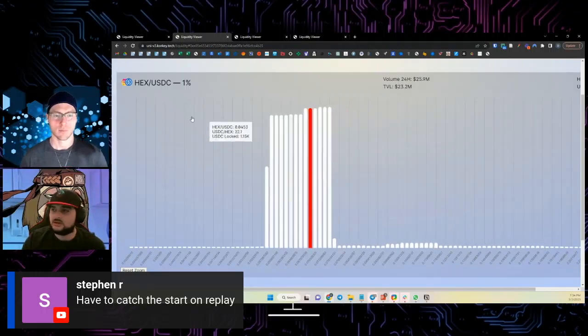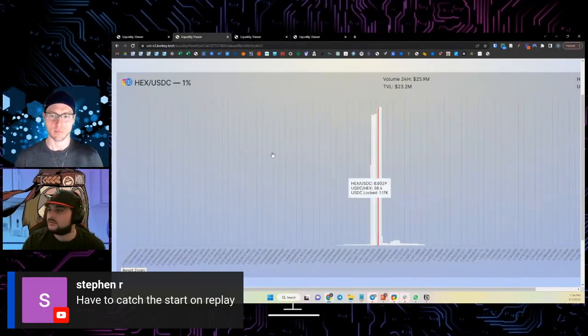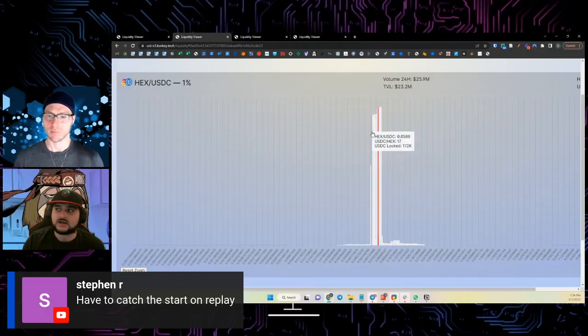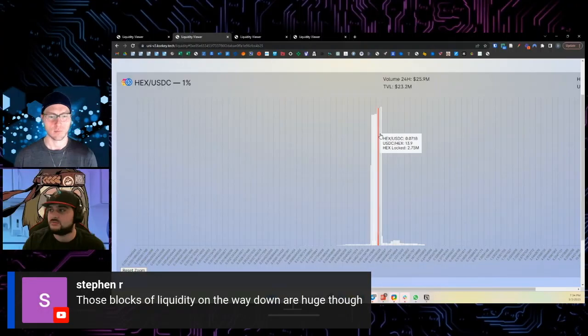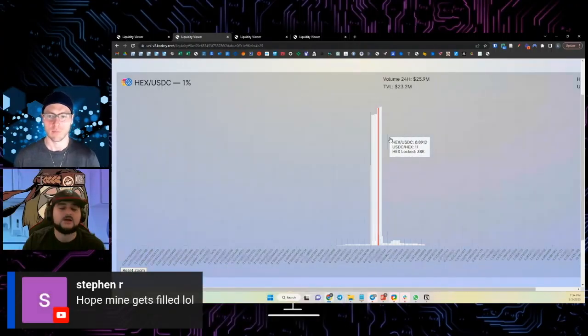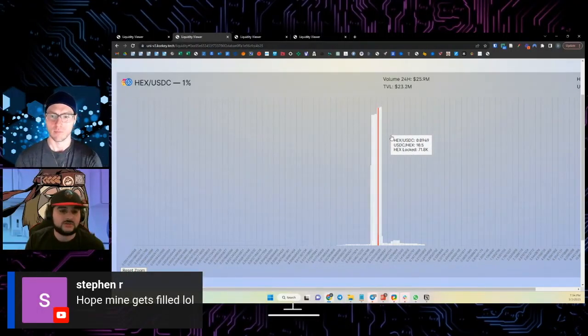So here, I'll set the zoom. This is the 1% pool with USDC, and you'll notice that it's a much tighter liquidity with much more liquidity locked in each bar. Each of these bars is almost 200K HEX and 200K USDC, and up here is about 2.7 to 3 million USD, 2 to 3 million HEX in each of these pools. So it's in a tighter range, but the liquidity is thicker, so the slippage is low.